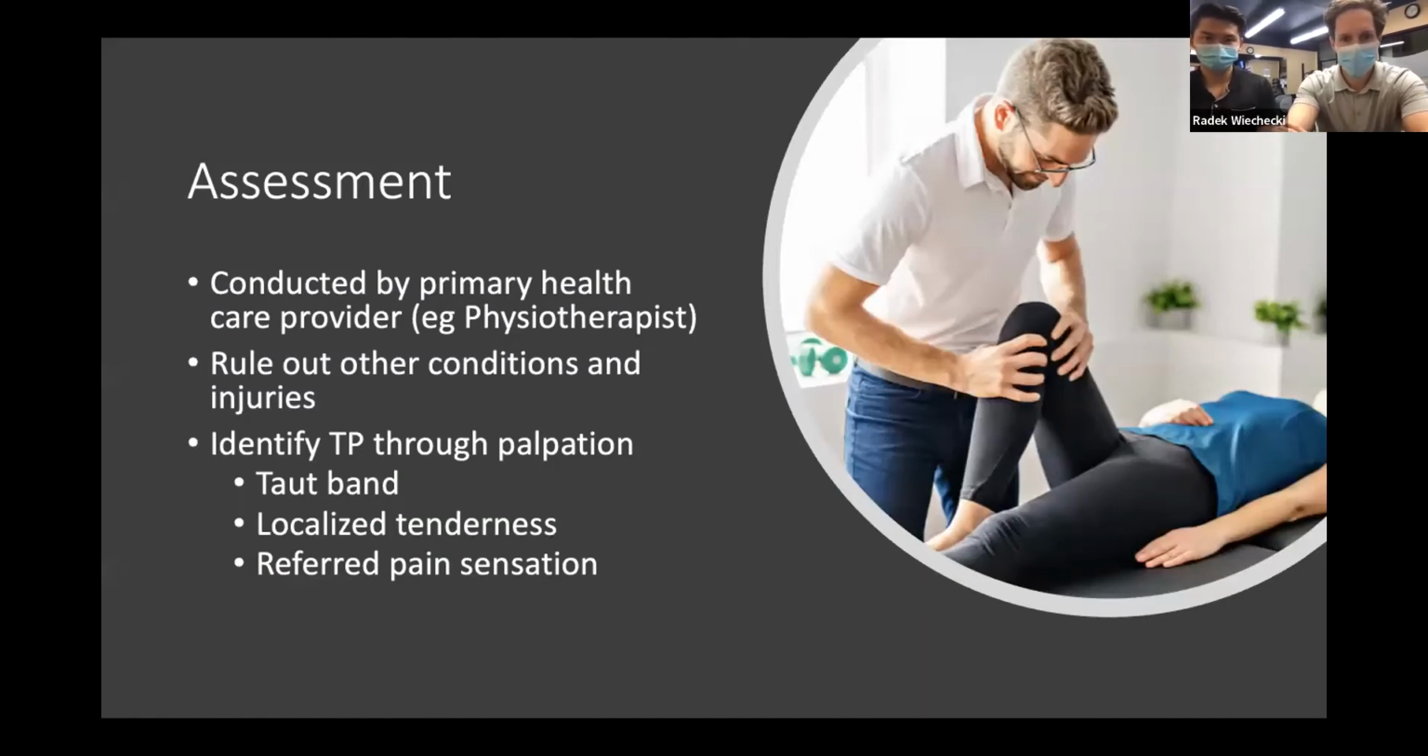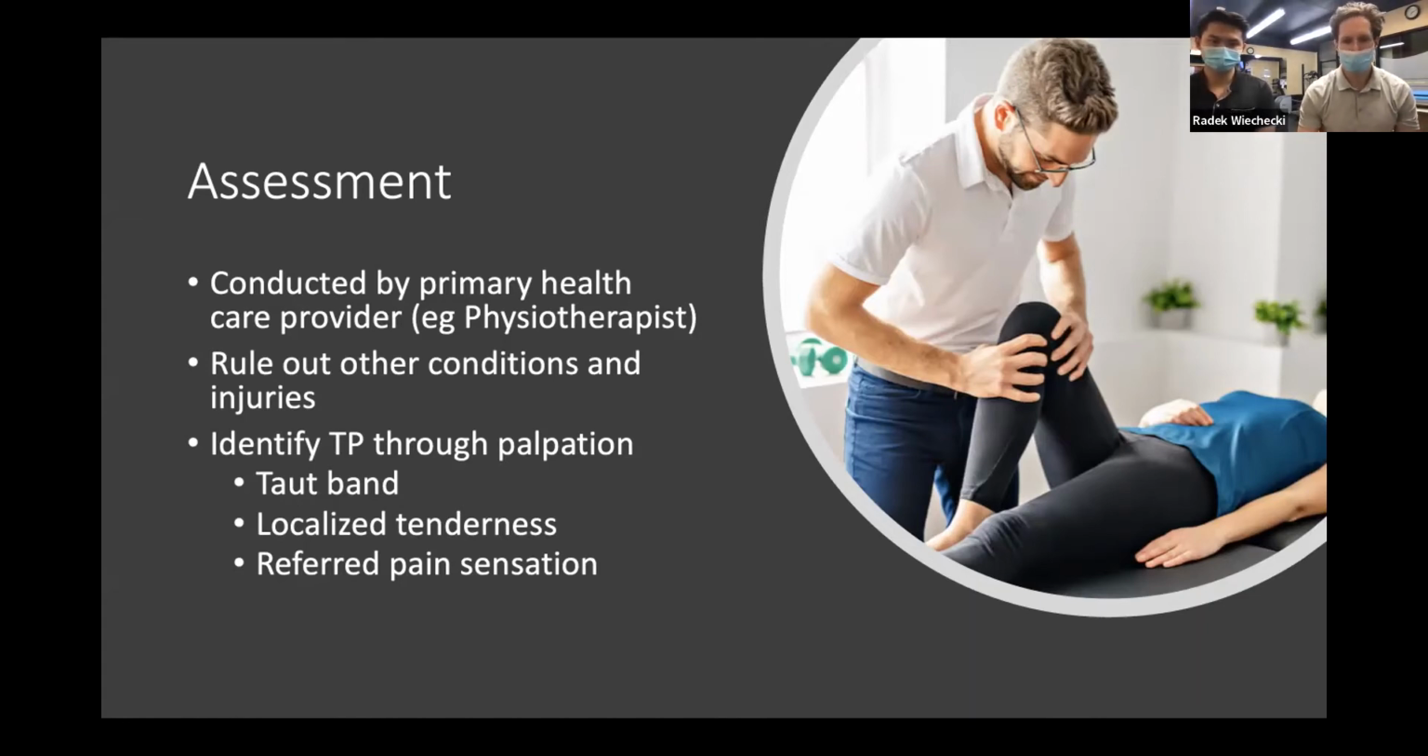As far as assessment, these assessments are conducted by primary healthcare providers like your local trusty physiotherapist or massage therapist. Basically what we're trying to do in our assessment is rule out other conditions or other injuries, things like a ligament tear, sprain or strain that results in myofascial trigger points. And then part of our assessment is also identifying these trigger points with palpation. And those usually, to physiotherapists or massage therapists, and to yourself as your own advocate, can feel like taut bands, localized tenderness.